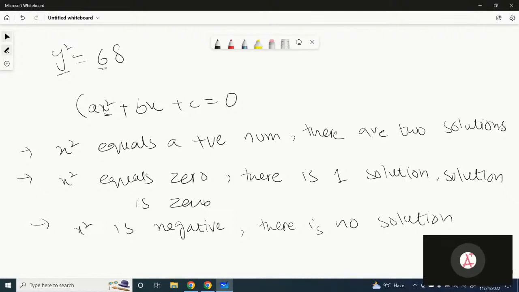So just replace the x with y for this one. Y square is 68 and 68 is a positive number. Got it? That means you have a positive number, that means the equation has two real solutions. So this equation has two real solutions. The correct option is two real solutions.